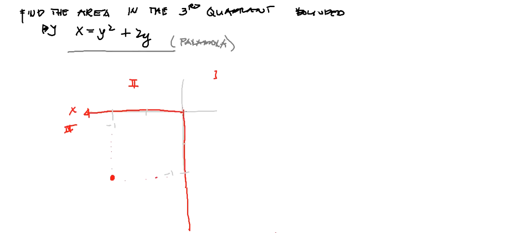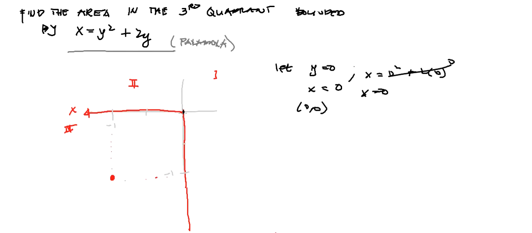Since we need the intersection on the x-axis, if we let our y equal to 0, then what will be the value of our x? If y is equal to 0, then x is equal to 0 squared plus 2 multiplied by 0. All in all, x is equal to 0. So our coordinate is just (0, 0). (0, 0) is this point, right?